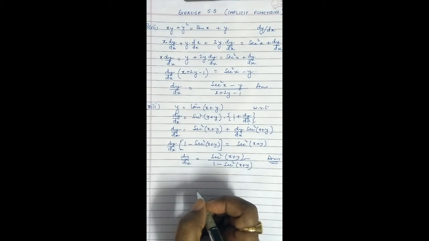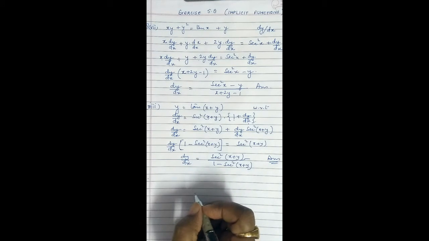Unless and until it is specified in the question that you have to treat the function as implicit only, then you don't have any alternative. You have to treat it as an implicit function only. But if not, then you can change it to explicit and proceed with the question in an easy manner.